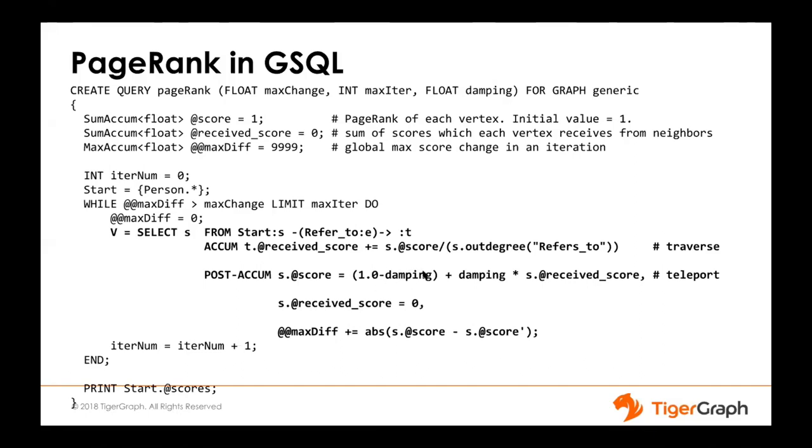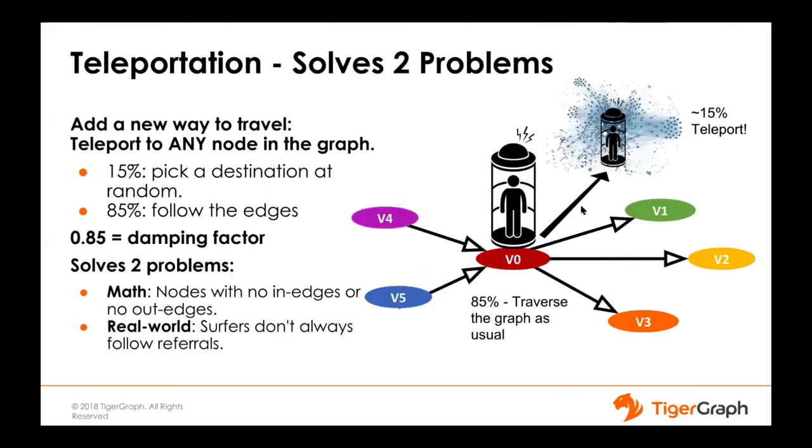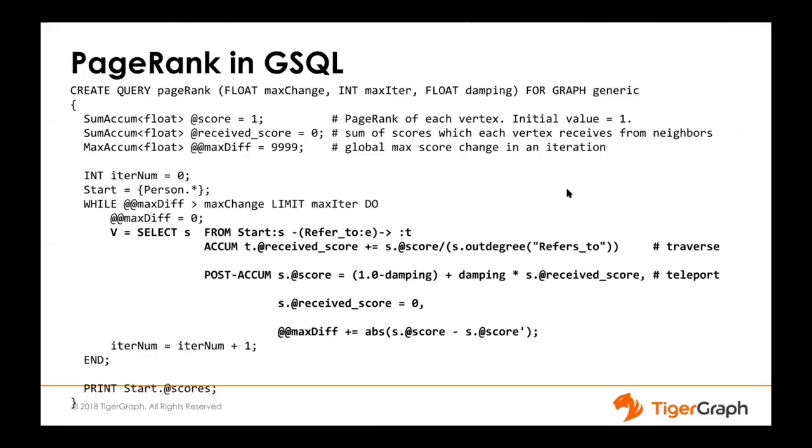So the effect is 0.15 of a fixed amount plus this variable amount. Why is this a fixed amount? Again, think about teleportation. There's a 15% chance of going anywhere. If the initial score is 1, then there's a 15% chance of going anywhere, from anywhere, that ends up being 0.15. Now you might say, well, why are you starting with 1 rather than the weight you had before? We're just following what Brin and Page did in their version of PageRank. You could quibble about the mathematics of this, but this is what they actually did. There are actually variations of PageRank. There's not just one single version of PageRank. This is the version that they wrote.